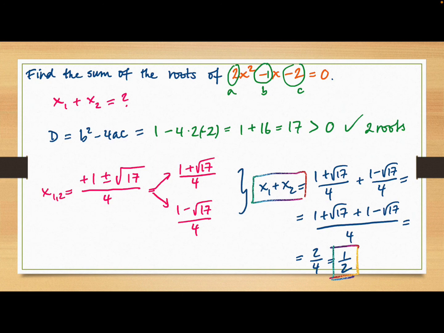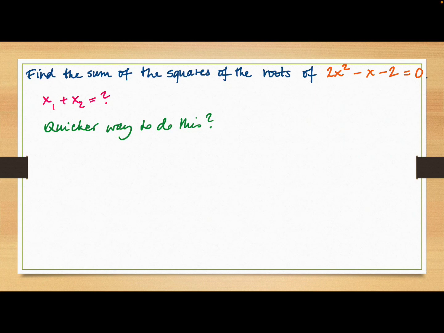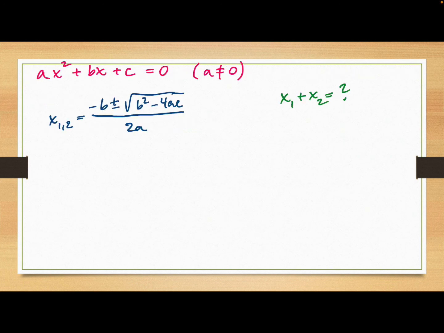Now, is there a quicker way to work this out? Yes, there is. I can already give you the answer. But before we apply this quicker way, we'll have to have a look at the general form of the quadratic equations and their roots. And we have to do the same steps, just like we have recently done, so as to see what the sum is always going to be equal to.